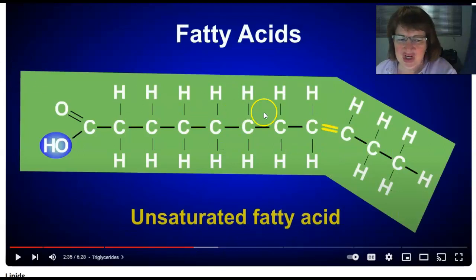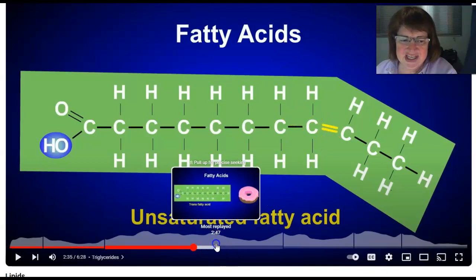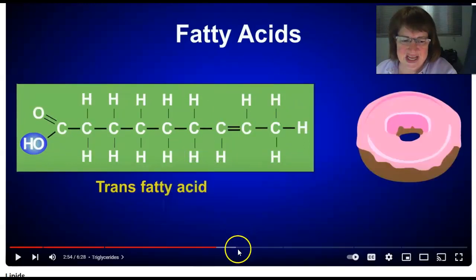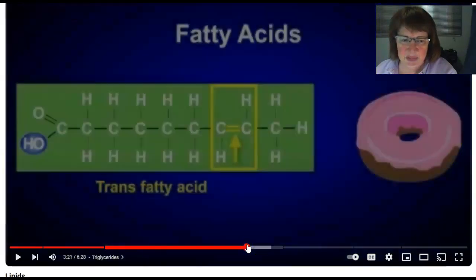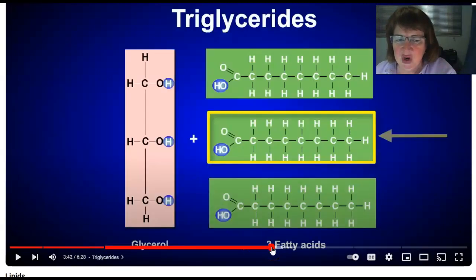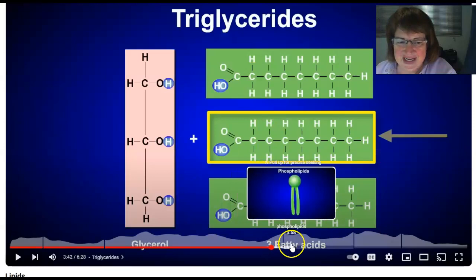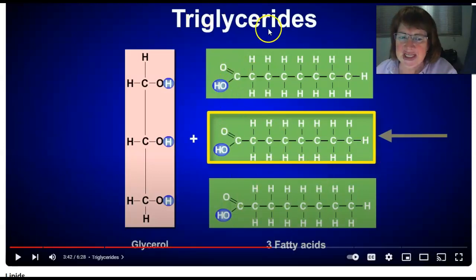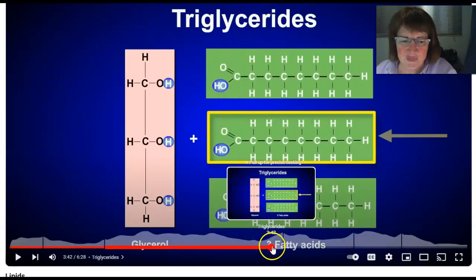Now, there's little differences. You can have something called an unsaturated fat, which has a double bond. You can have a saturated fat, which has a single bond, so it's all saturated. Anyway, it's a little more than we need to know, but you can read about that later. So this is a triglyceride because you have 3.